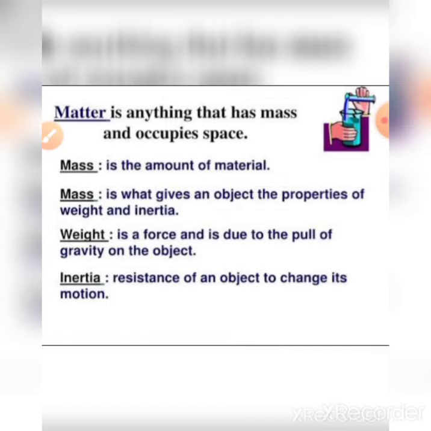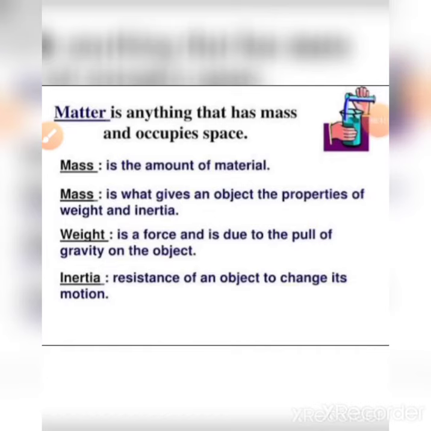What is inertia? Resistance of an object to change its motion. Inertia is that which resists an object from changing its motion. If anything is at rest, then it wants to stay at rest. If it is moving, then it wants to remain moving. Clear?